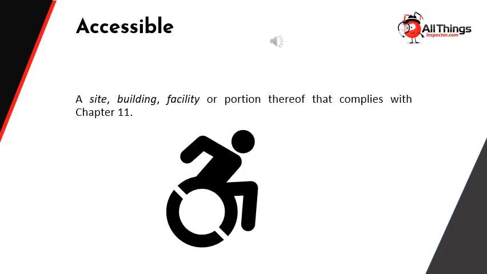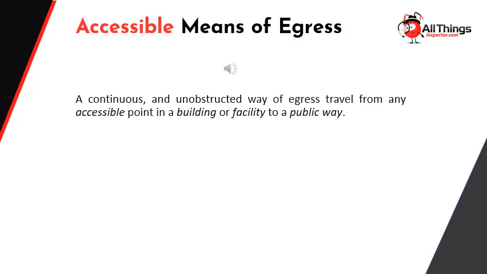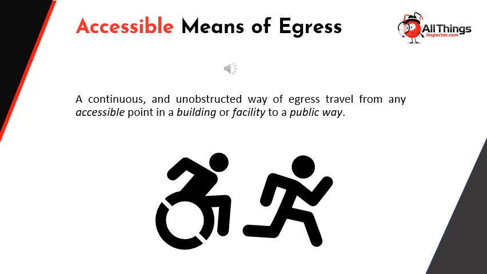Accessible. A site, building, facility, or portion thereof that complies with Chapter 11. Accessible means of egress. A continuous and unobstructed way of egress travel from any accessible point in a building or facility to a public way.